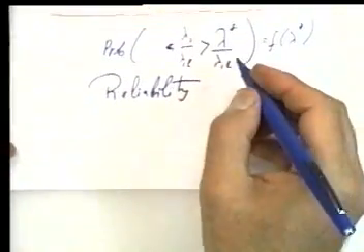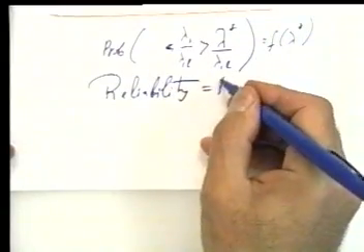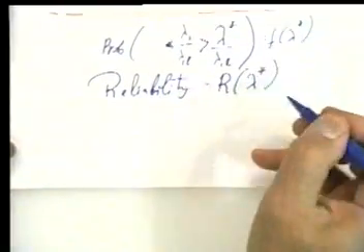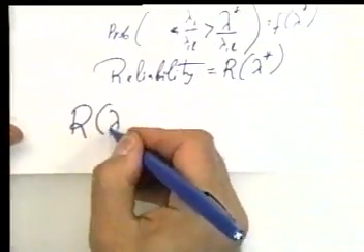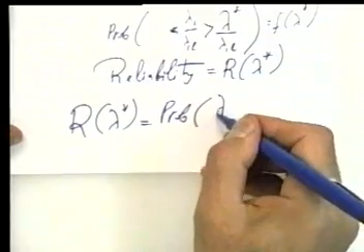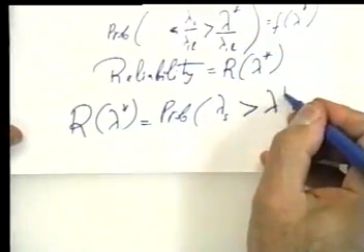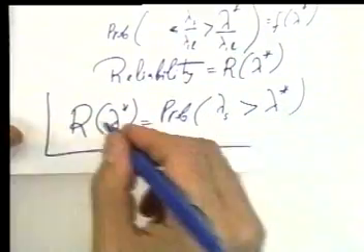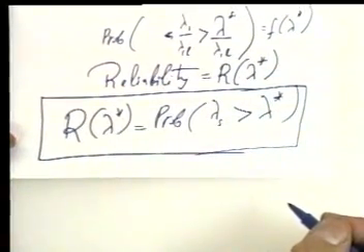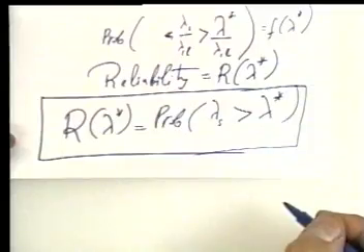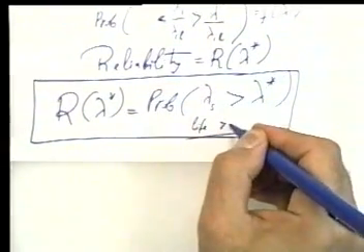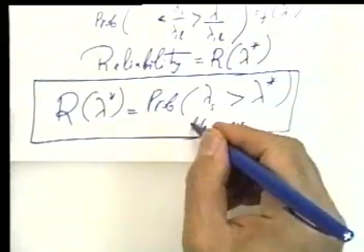Now, so this reliability, let us denote it by R, and that is a function of lambda star, of course. So we have R of lambda star equals probability that lambda statical is greater than lambda star. So that is the reliability. That means like life beyond certain age.